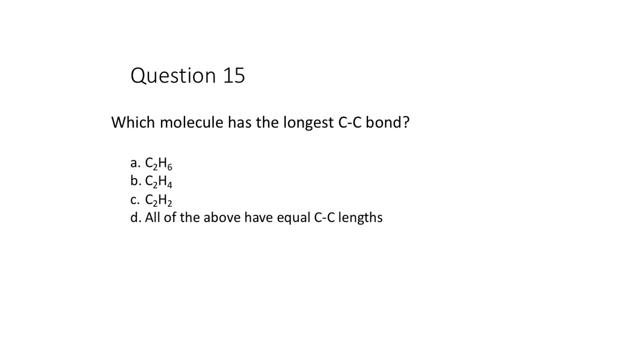Which molecule has the longest CC bond? So we have ethane, ethene, ethine. You don't have to know the names, but you have a triple bond here. That's going to be the shortest. Double in the middle, the longest bond for C2H6.